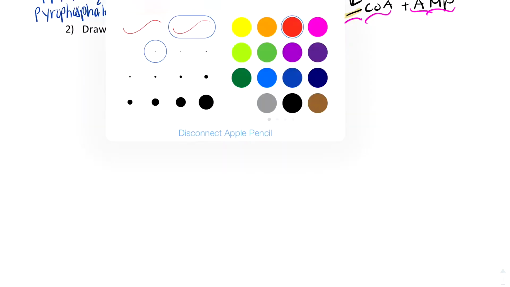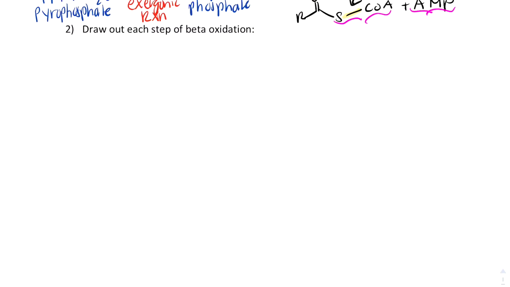Okay, so let's look at the next question. The next question asks us to draw out each step of beta oxidation. Beta oxidation is also really important. Dr. Thomas did say that you guys will most likely have to draw this on your exam. It doesn't really matter what type of fatty acid he gives you, as long as it's a chain. They all have different names depending on the amount of carbons that they have.